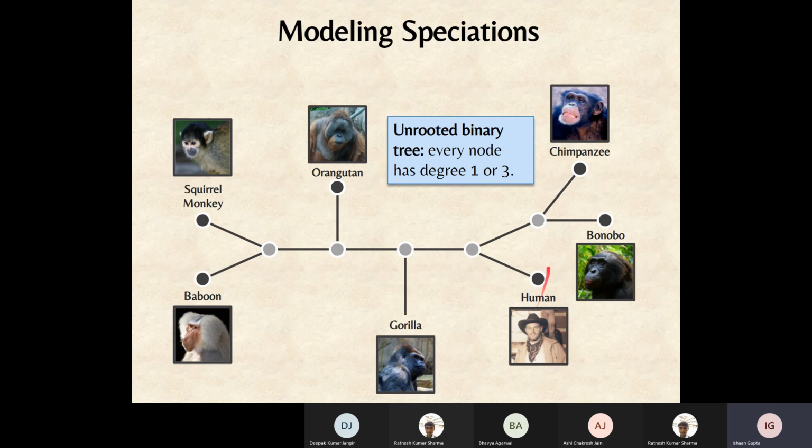So this is, for example, a speciation tree. You can model it like this, right? But this particular tree is an unrooted tree. It's an unrooted binary tree. So every node has either degree 1 or degree 3. The leaves have degree 1 and the internal nodes have degree 3, right? But in this case, we are not able to tell which is the ancestral species, or exactly how these things are related with respect to time, with respect to evolution.